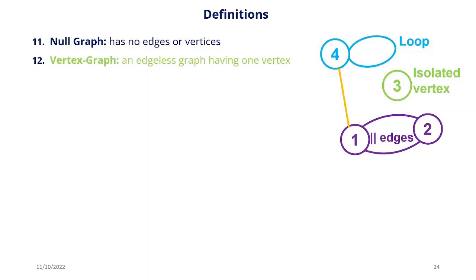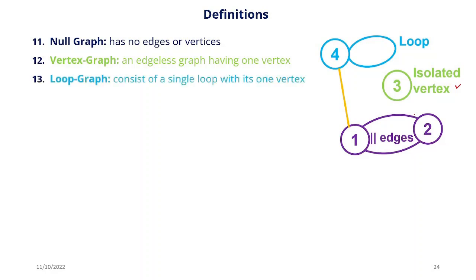And then we talk about the vertex graph, which is indicated by this green here. It's an edgeless graph having only one vertex. Consider a building, a single lone building in a wilderness without any access. That's what a vertex graph looks like.